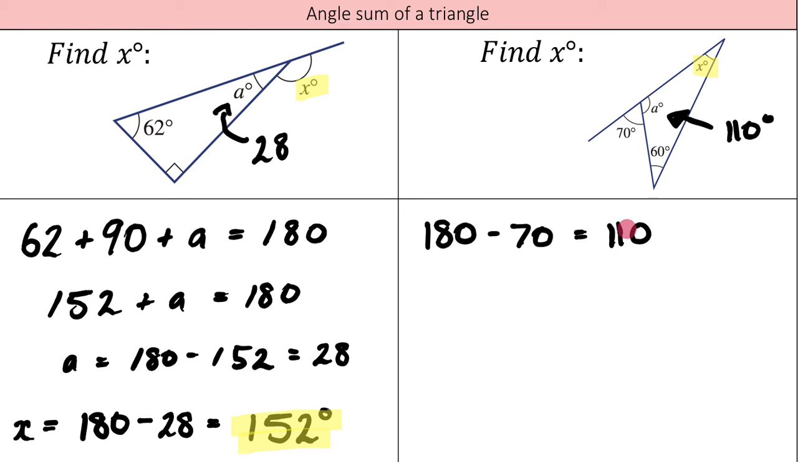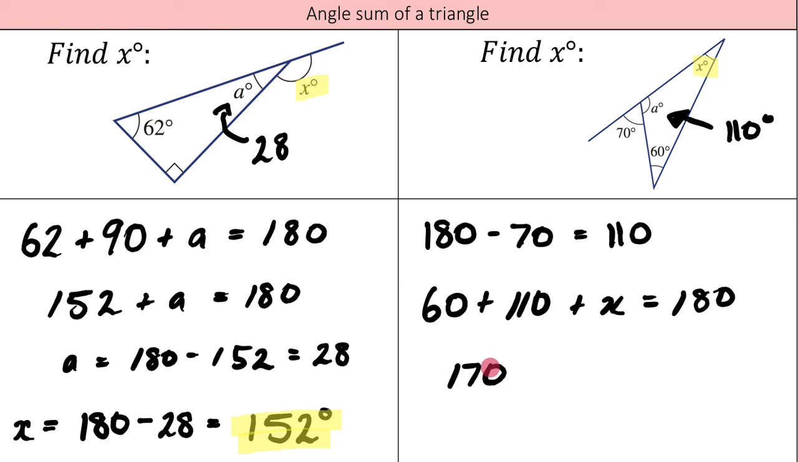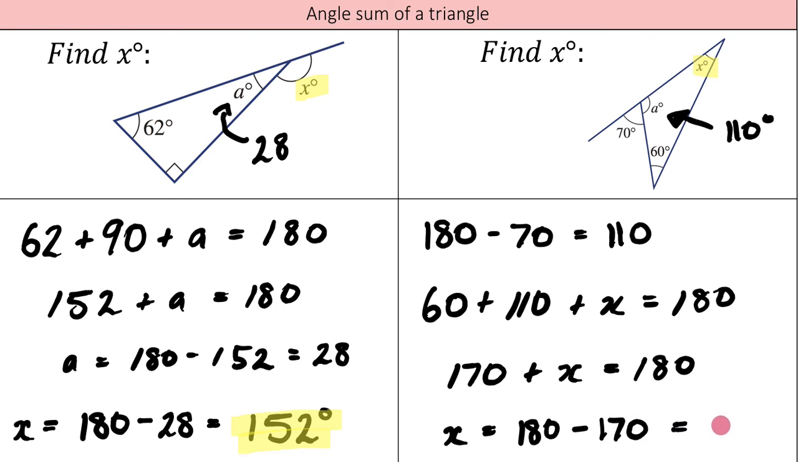Then I know that the angle sum of a triangle is 180. So 60 plus 110 plus X is going to be 180. 60 plus 110 is 170, plus X equals 180. Therefore X is 180 minus 170, which is equal to 10 degrees. So my X right there is 10 degrees.